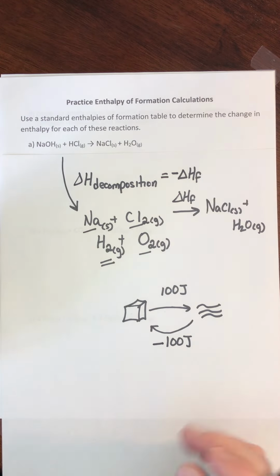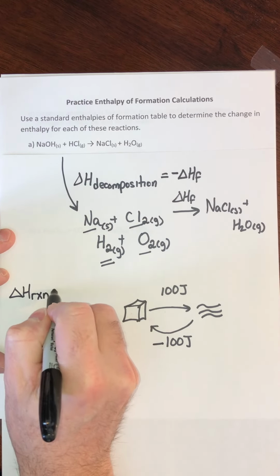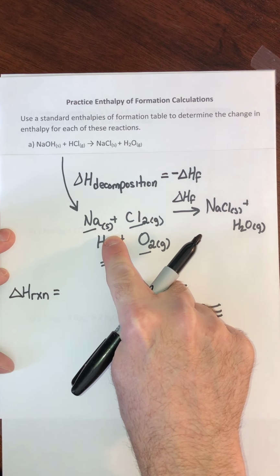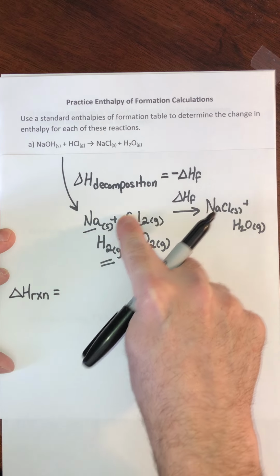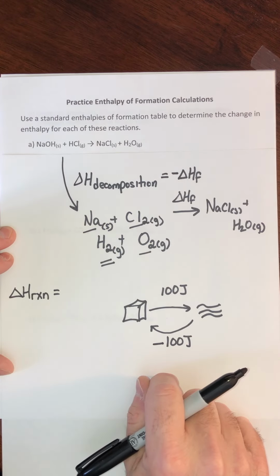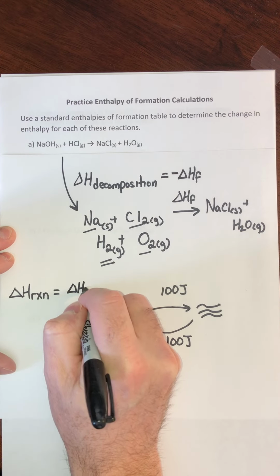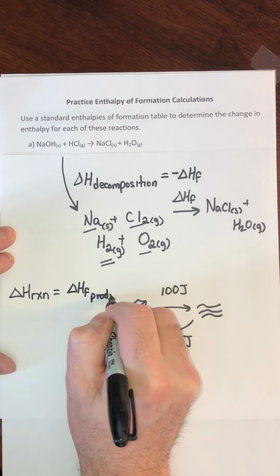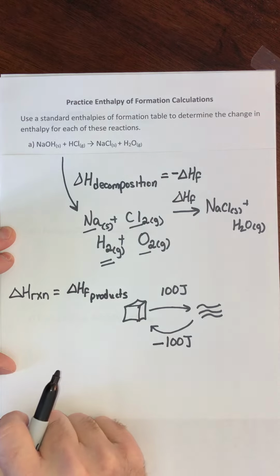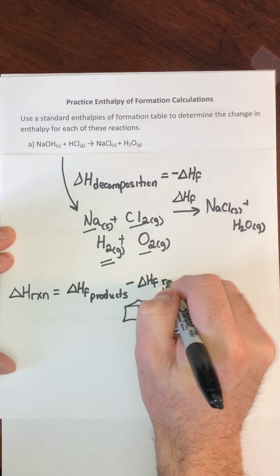So if we wanted to put all of this together in a nice little formula, what we could say is that the delta H for the reaction is going to be all of the energy required to take apart the reactants plus all of the energy required to put together the products. The amount of energy required to put together the products, that's delta H of formation for the products. The amount of energy required to take apart the reactants, well, we've already said that's a negative, so that's a negative delta H of formation for the reactants.